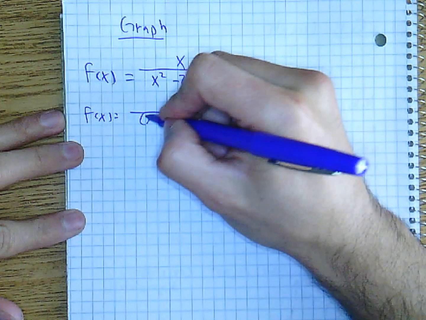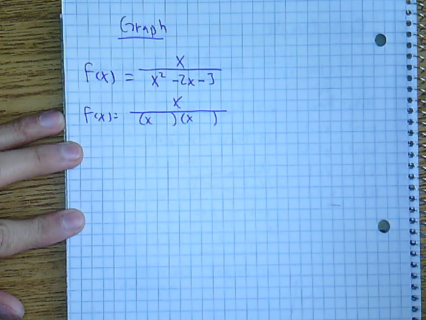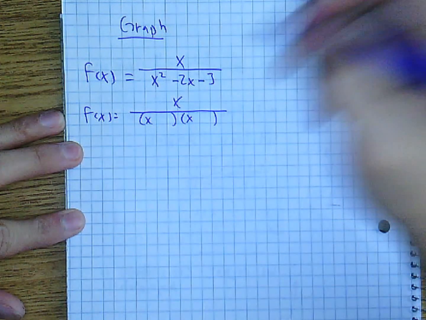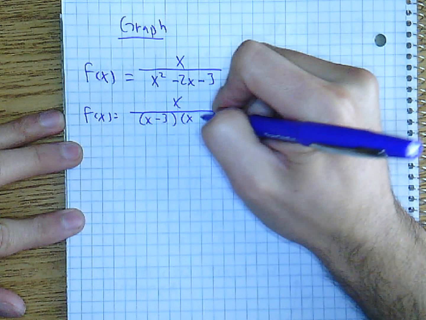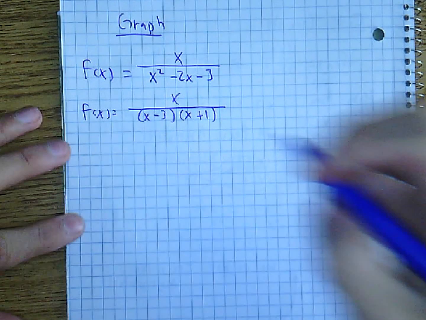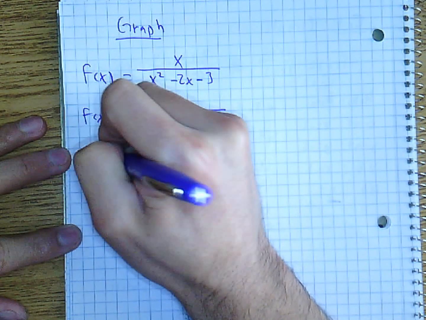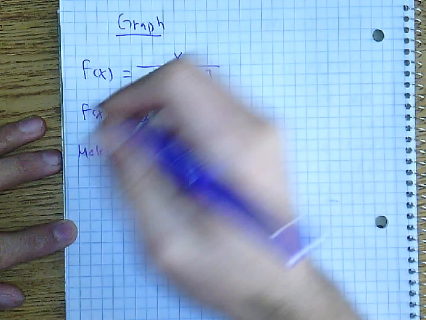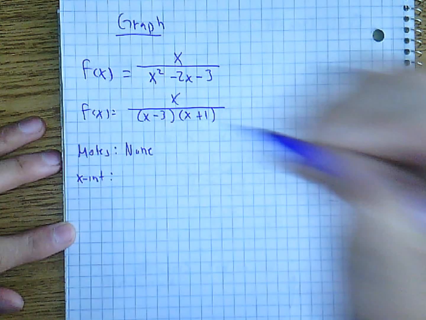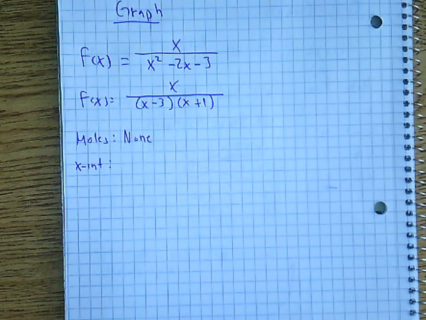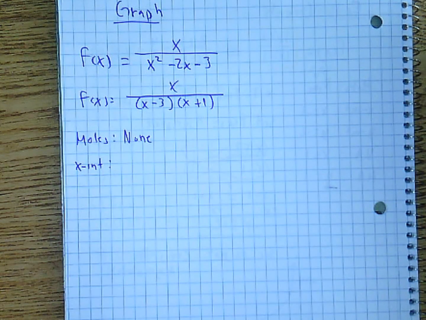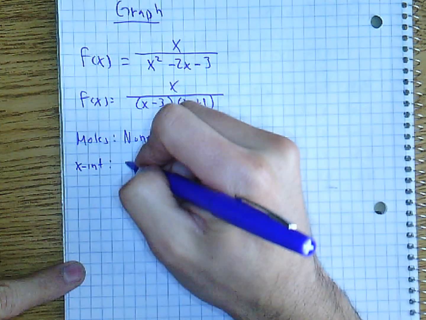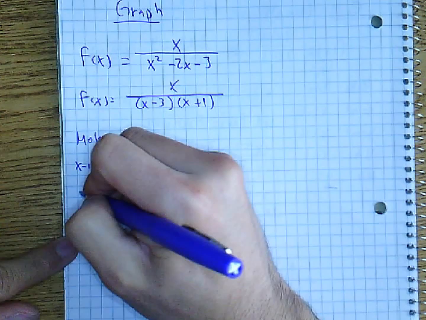Y-intercept. What do I do to find the y-intercept? We're going to plug in 0 for x. So that's 0, and that's 0. So that's going to be 0 divided by negative 3, which is 0. Cool. All right. Vertical asymptotes. Do we have any? And if so, where?